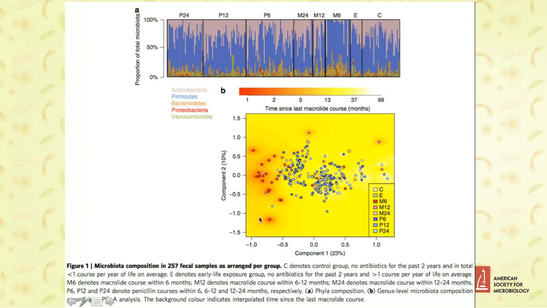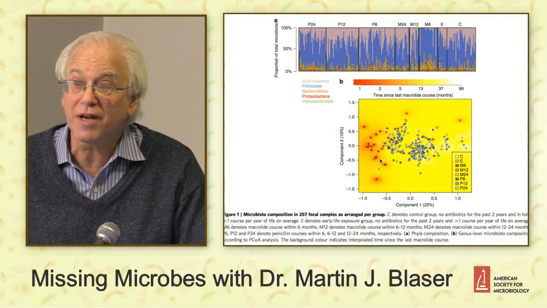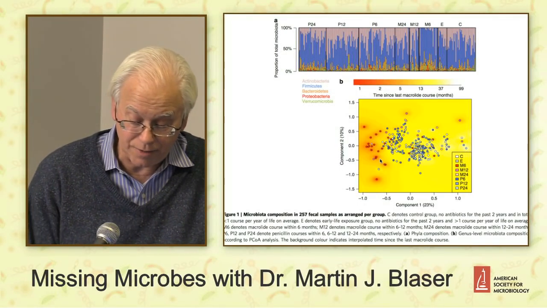And in this principal coordinates analysis, here are the control mice, and here are the mice on macrolide. Again, much greater disruption from the macrolide than the beta-lactam. Exactly what we found in the mice. A lot of consistency here.